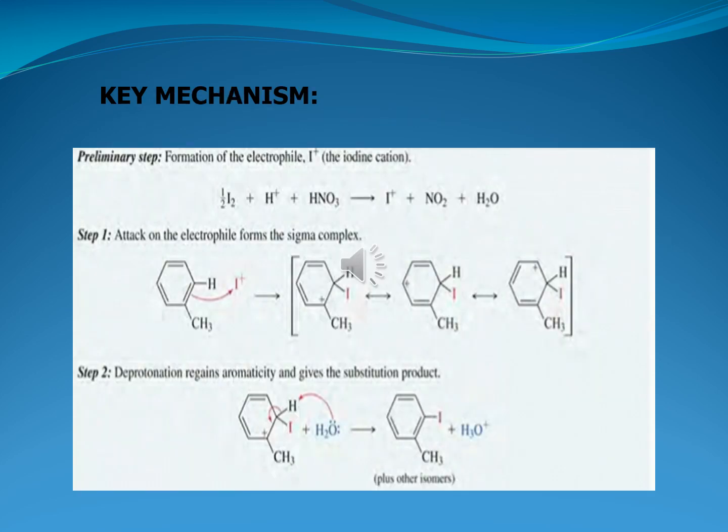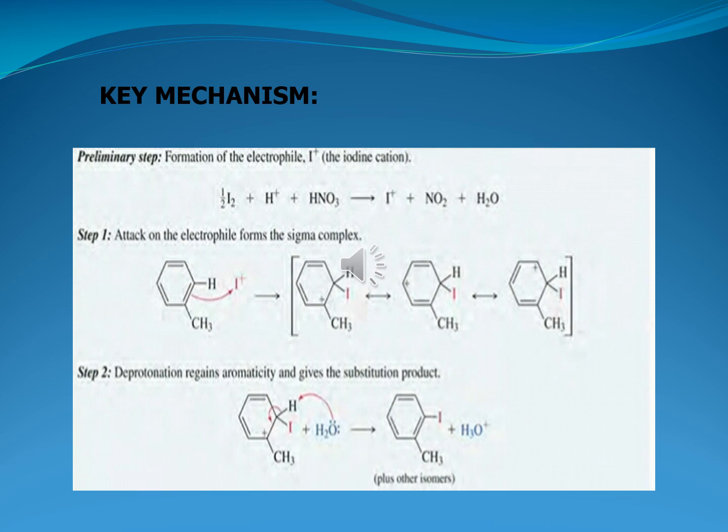The key mechanism of iodination consists of three steps. In the first step, that is the preliminary step, the formation of the electrophile, that is the iodine cation, is carried out. In this step, the iodine molecule is treated with nitric acid. The nitric acid behaves as an oxidizing agent which converts iodine from the 0 oxidation state to the plus oxidation state. In this way, we get the iodine cation as an electrophile with the formation of nitrogen oxide and water.